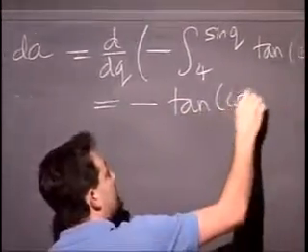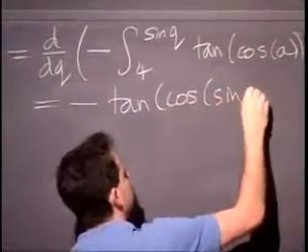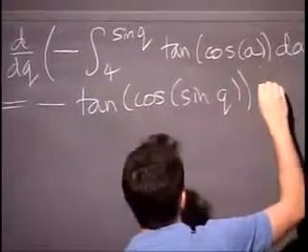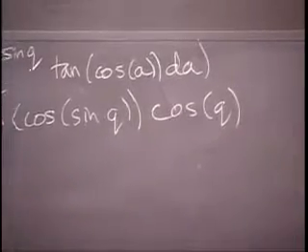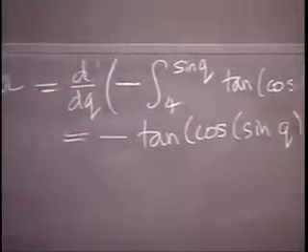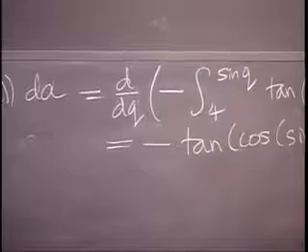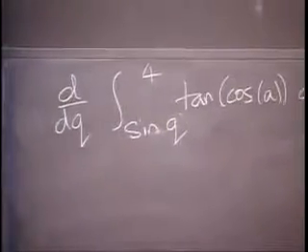Tan cosine sine q times cosine of q, except that you'll have the minus from the variation 1. Okay, so it's almost the same. It's almost the same. Any questions about that?